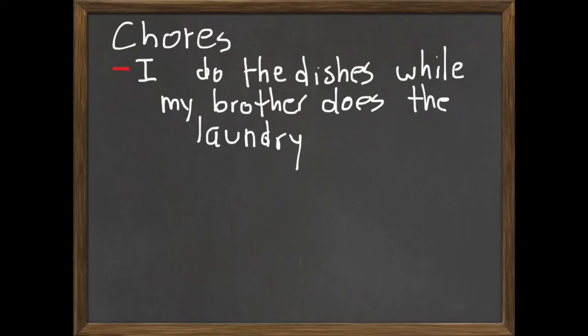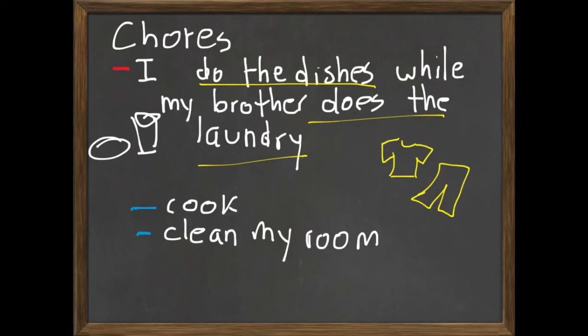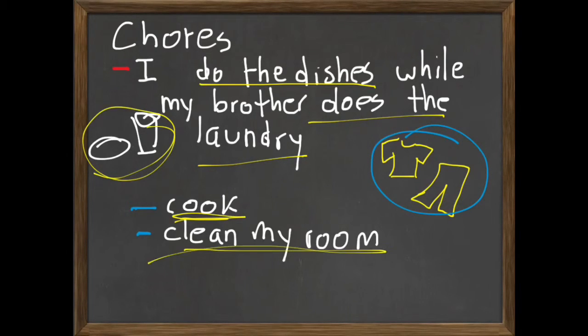If we look at an example, chores are things that we do at home that involve work. For example, I do the dishes while my brother does the laundry. Doing the dishes is a chore, and so is doing the laundry. We also looked at cooking and cleaning our rooms. Cleaning my room.